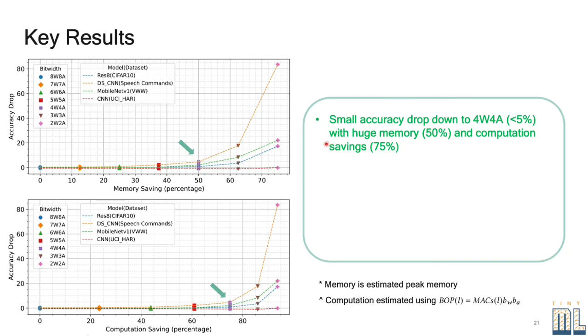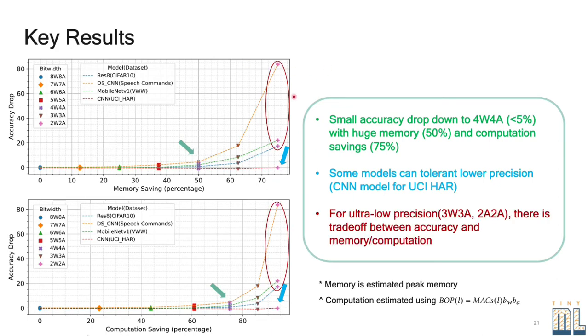Some models can tolerate lower precision without any accuracy drop, but in most cases, we need to trade off the accuracy if we want to have more memory or computation savings.